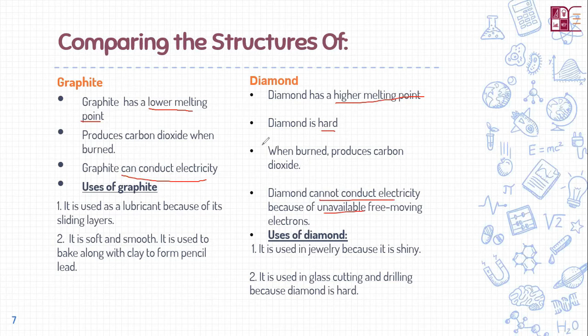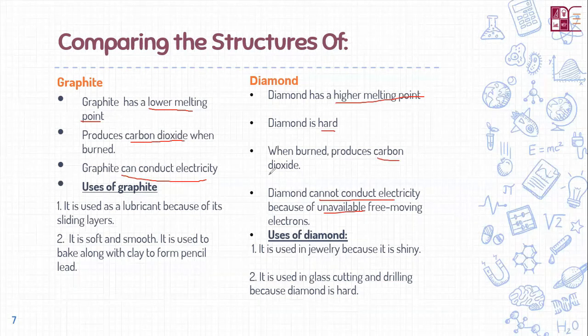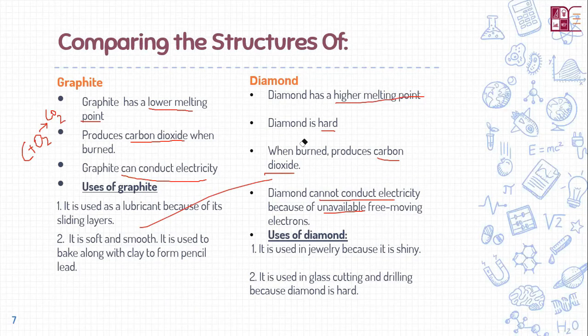If both are burned, they both are going to produce carbon dioxide, as both are made up of carbon. When they go through a process of combustion, they are going to produce carbon dioxide, CO2. One more thing.